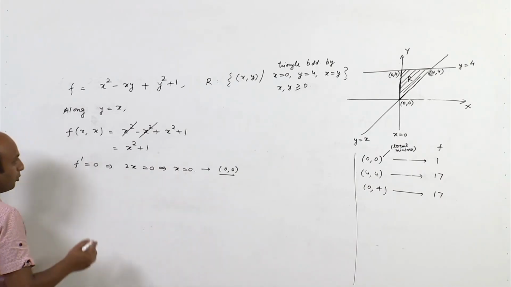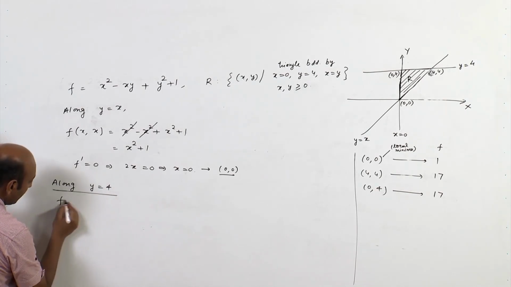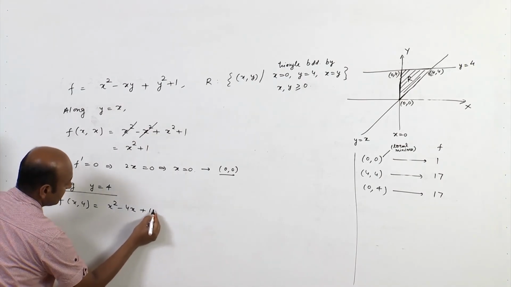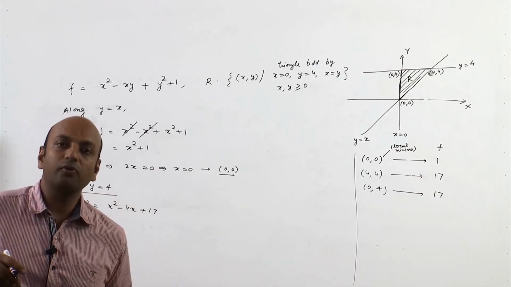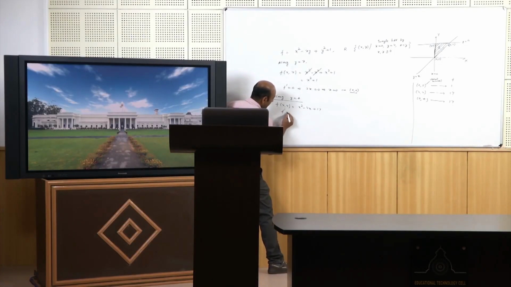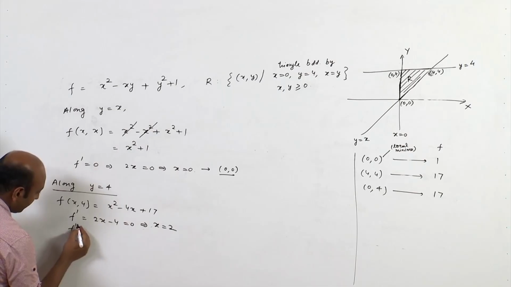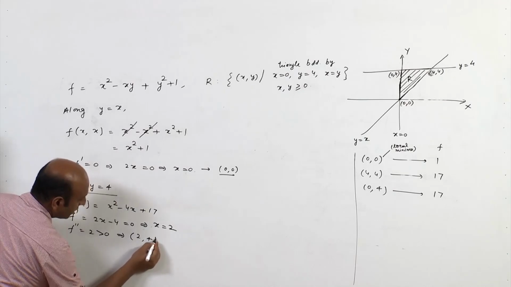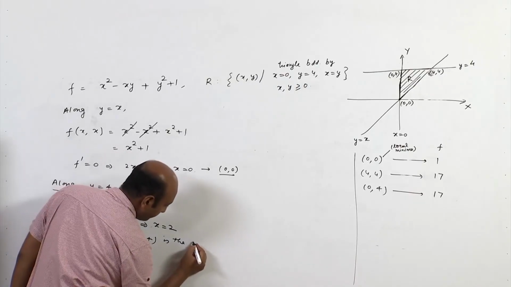Then we move along y equals to 4. Along y equals to 4, we substitute y equal to 4, and we have x square minus 4x plus 16 plus 1, equal to x square minus 4x plus 17. Now take the derivative, it is 2x minus 4, put it equal to 0, which implies x equal to 2, and the second derivative is 2, which is positive, which means 2 comma 4 is a point of minima.